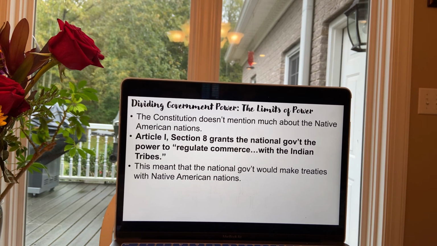So, the Constitution does not mention much about Native American nations. The only time that they are mentioned is under Article 1, Section 8, which grants the national government the power to regulate commerce with the Indian tribes. And that generally meant that the national government would make treaties with Native American nations. If you remember from American history, generally the treaties that the Native Americans made with the American government did not work out well for them. They just didn't work out.